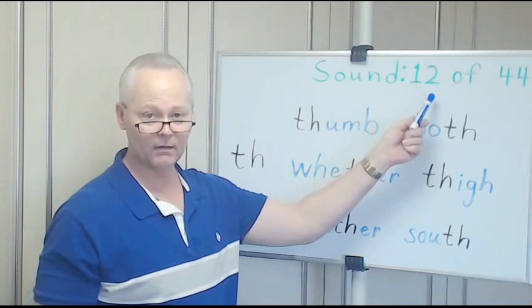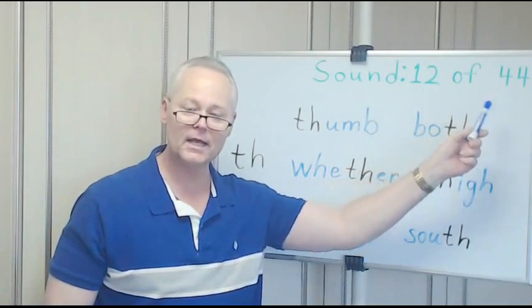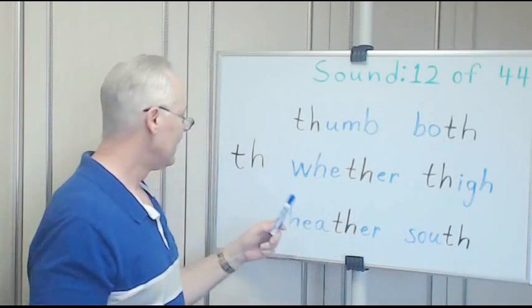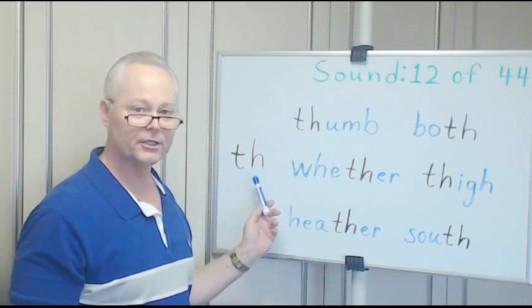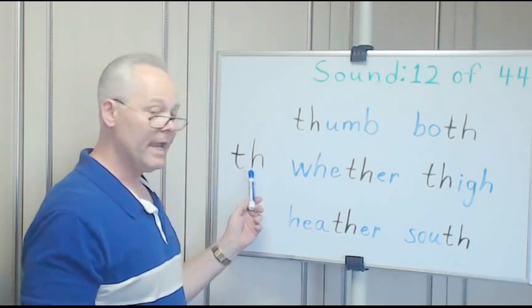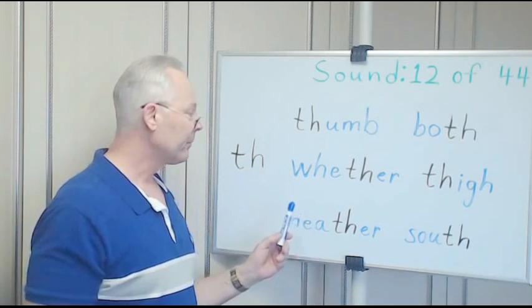Sound 12 of the 44 sounds of American English. TH. The combination of these two consonants make the sound in thumb.